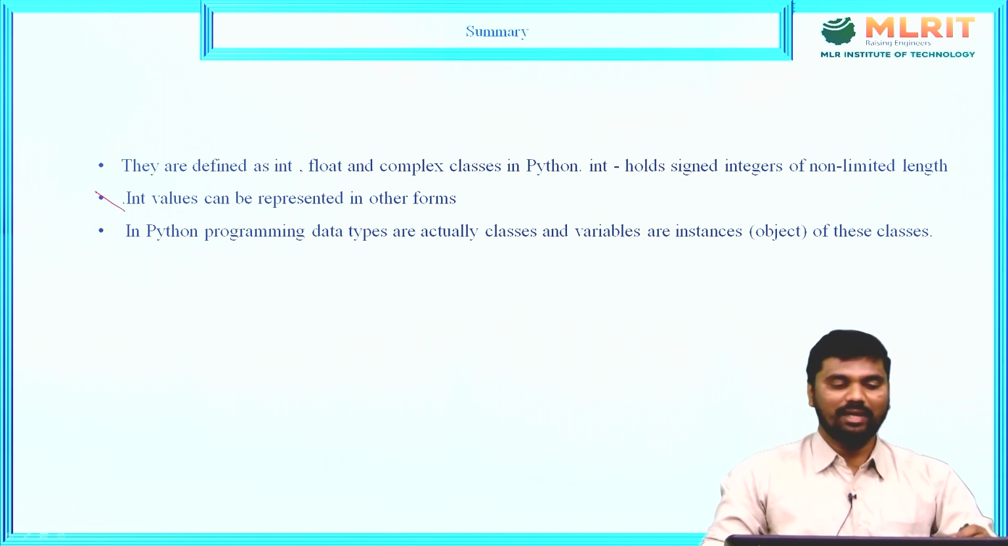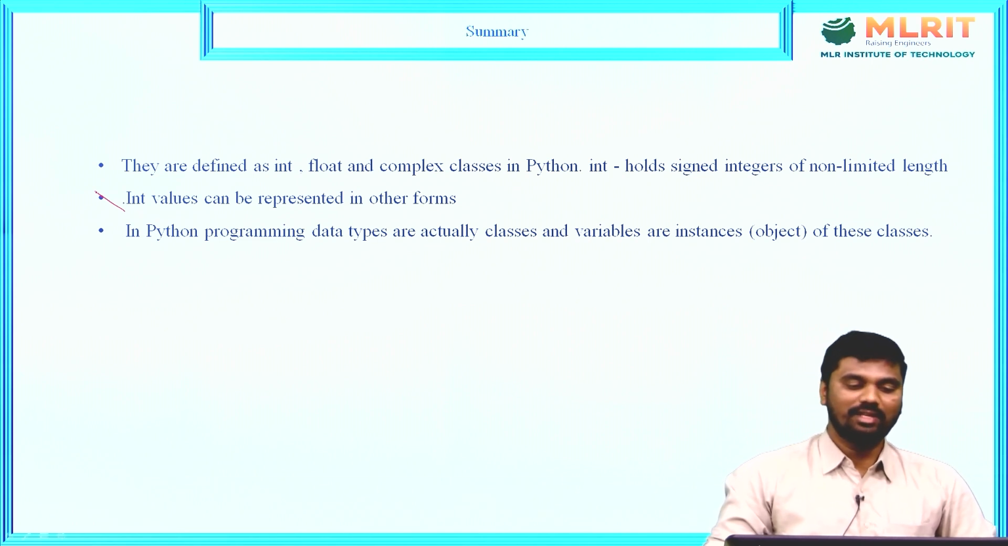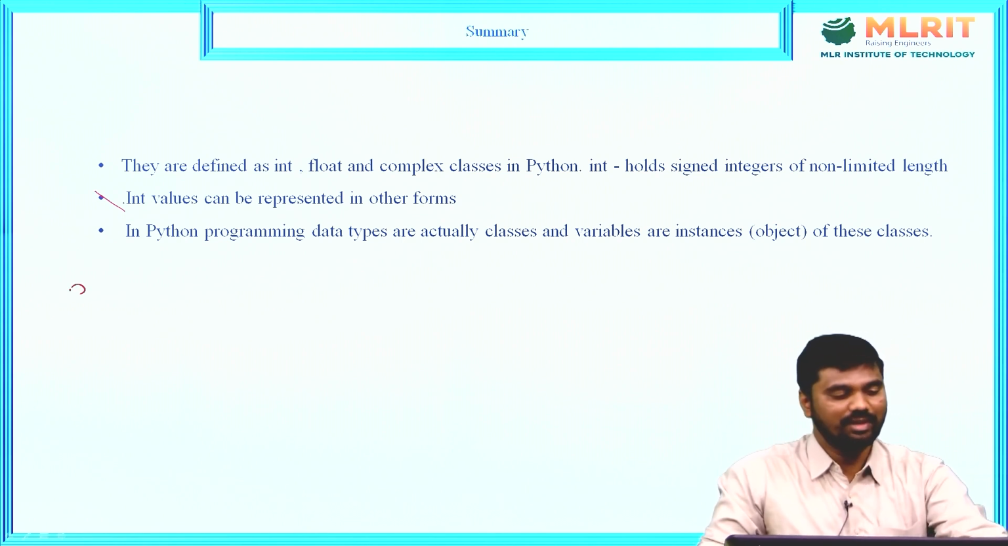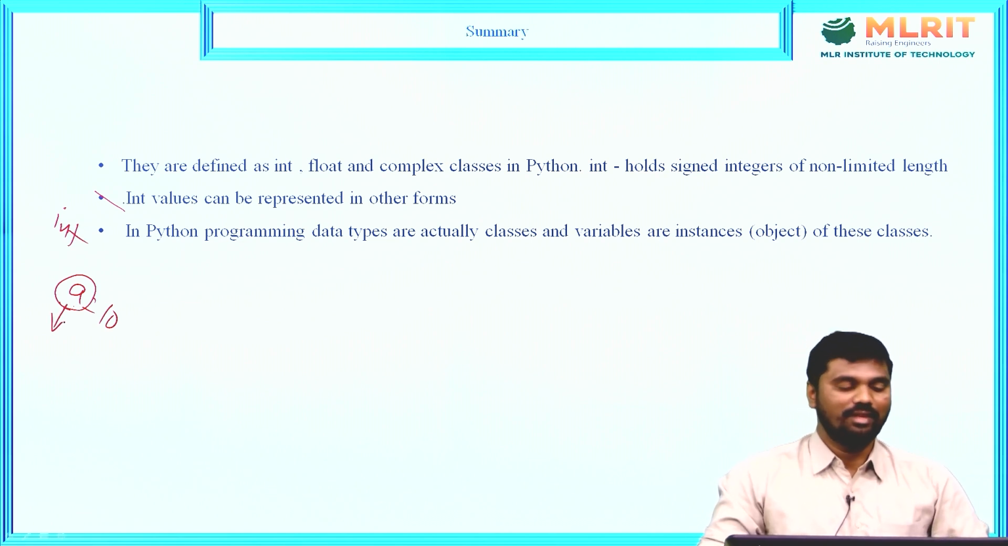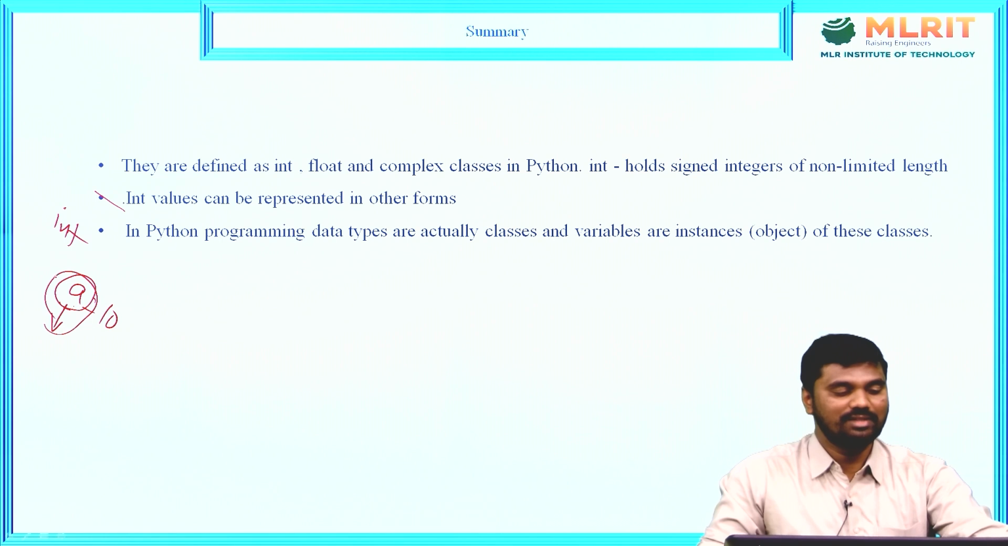Next, as we discussed in the first slide, in Python programming, data types are actually classes, and variables are instances of those classes. For example, here a equals 10, then this object is of which class? Int class, and this is the object. So that's why variables are the instances of the classes. The classes here represent data types.